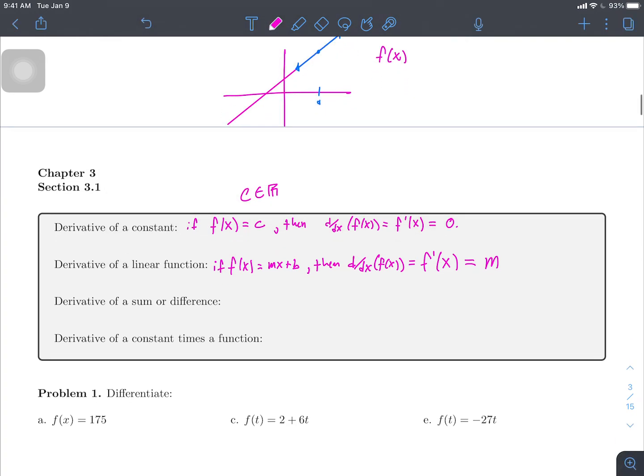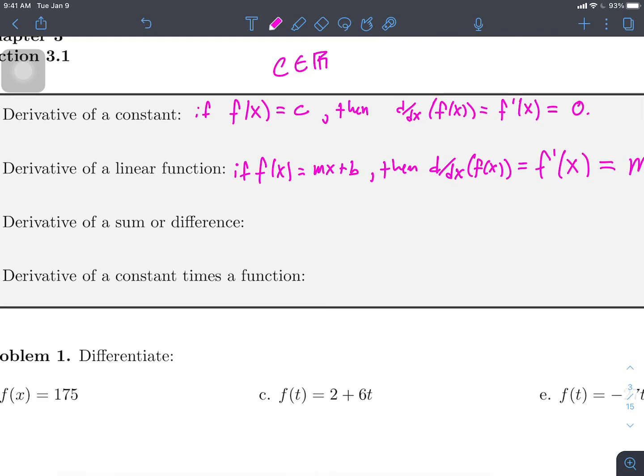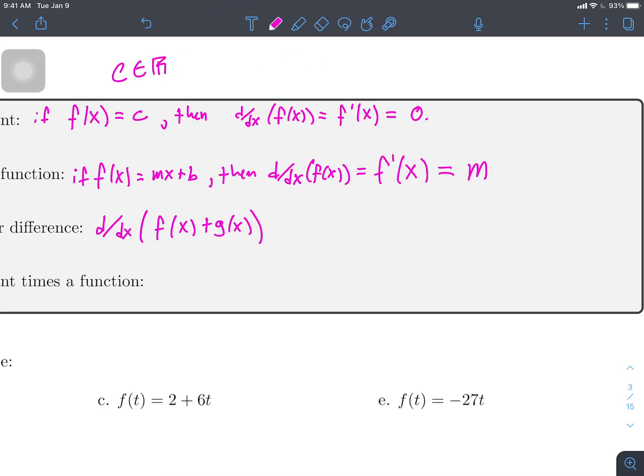Next up is the derivative of a sum or a difference. So if we have two functions, f and g, and we want to find the derivative of f of x plus g of x. First I'm adding the two functions, and then I'm plugging them into the derivative operator. Then this is the same as just doing the derivative of f of x and then adding the derivative of g of x.